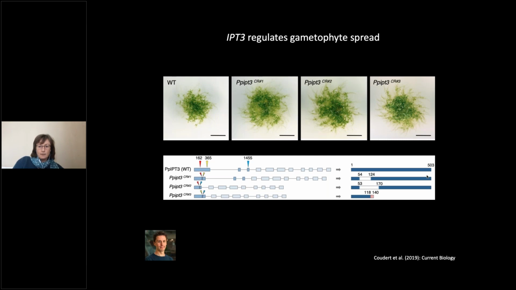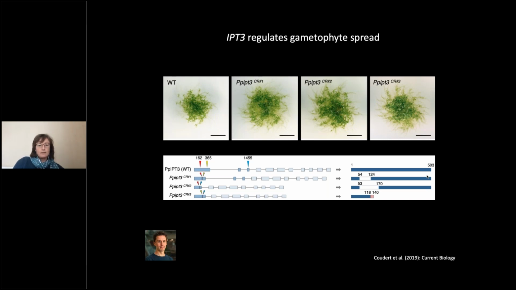Milder alleles had deletions, which you can see for the CRISPR1 and CRISPR2 alleles. The effect of the gene structure is shown on the right-hand side. And then there was a stronger allele, CRISPR3, which was a truncation, and the effect of that on the gene structure is shown on the right-hand side again. And the mutants all had a greater area than the wild-type plants. So you can see the overall phenotype along the top. And this is consistent with a role for IPT3 in promoting cytokinin biosynthesis and suppressing the spread of the plants.